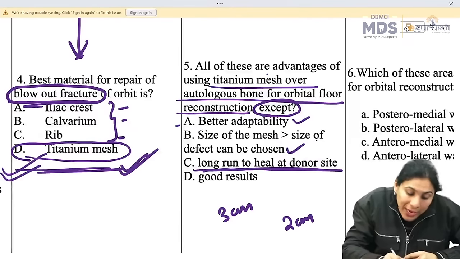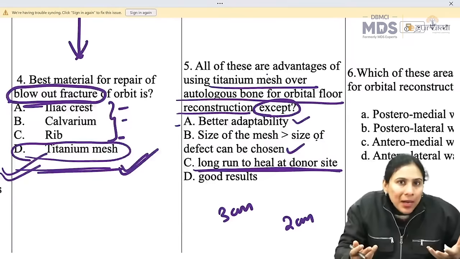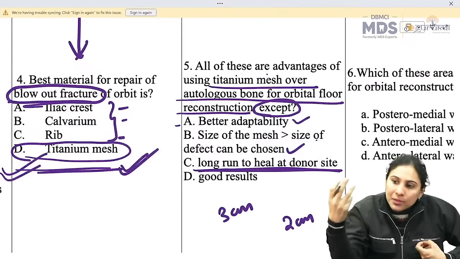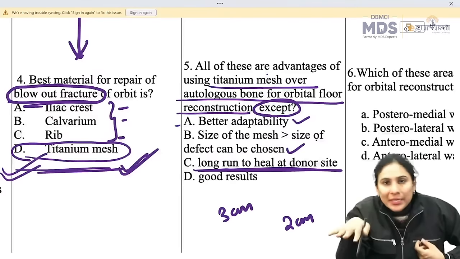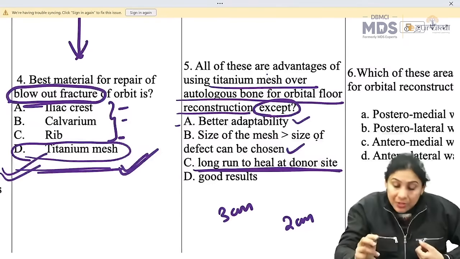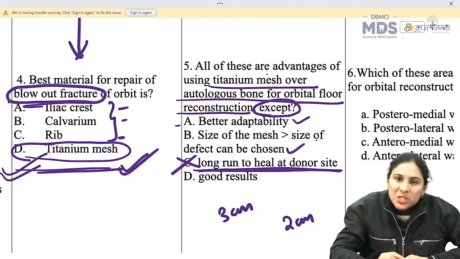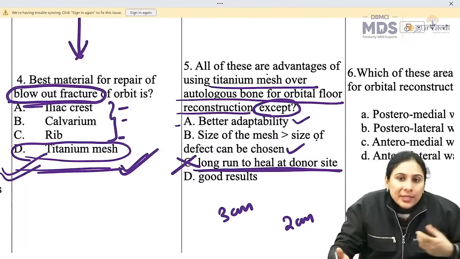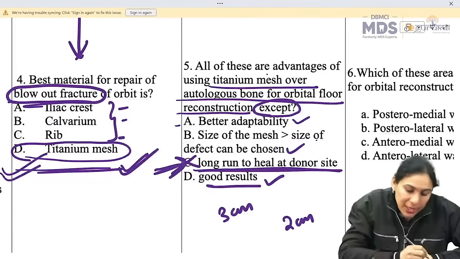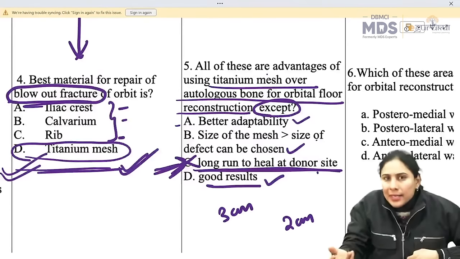Long run to heal at the donor site. Obviously not, because it is not an autogenous implant. It is an alloplastic implant. It's a metal. You are taking it from outside and you are putting it in the body. That is why we are calling it an implant, not a graft. So definitely there is no donor site morbidity in titanium mesh because it is not an autogenous thing. Good results? Yes, that is an advantage. So the correct answer is C. Long run to heal at the donor site. Obviously, there is no donor site in titanium mesh.